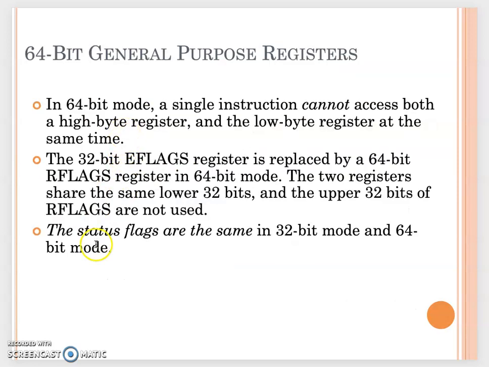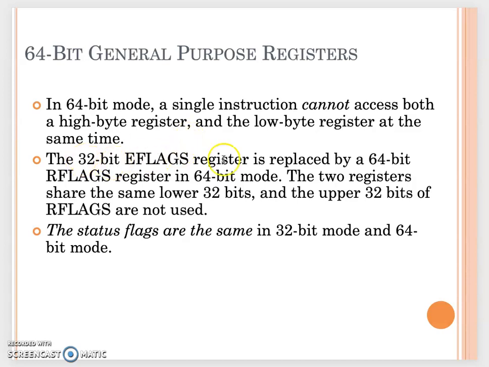So just a couple more things to remind you. In the 64-bit mode, a single instruction cannot access both a high byte register and a low byte register at the same time. What does that mean? That means AL and AH cannot be accessed at the same time.